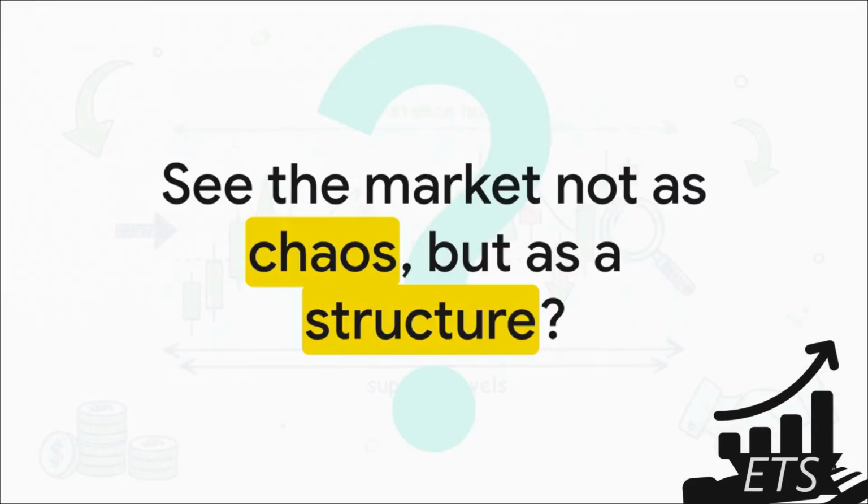So the next time you look at a chart, try not to see just a jagged, random line. Look for the battles. Look for the points where the buyers made a stand or where the sellers drew a line in the sand. Because once you can see the structure, you stop seeing chaos and you start seeing the blueprint.